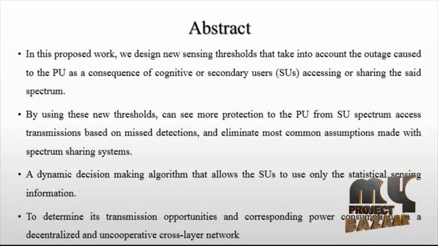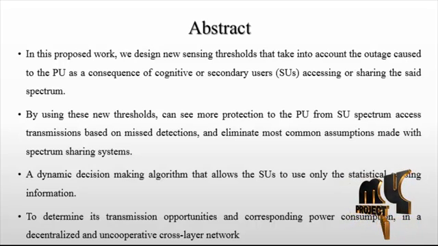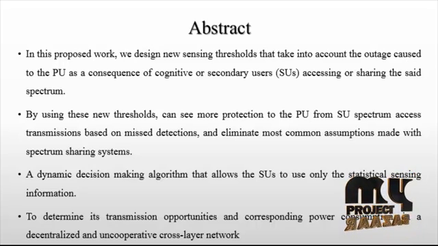activity in its spectrum. In this proposed work, we design new sensing thresholds that take into account the outage cost to the primary user as a consequence of cognitive or secondary users accessing or sharing the spectrum. With this new threshold, we can see more protection to the primary user and the secondary user's spectrum access transmission based on the misdetection, and eliminate the most common assumption made with spectrum sharing systems.